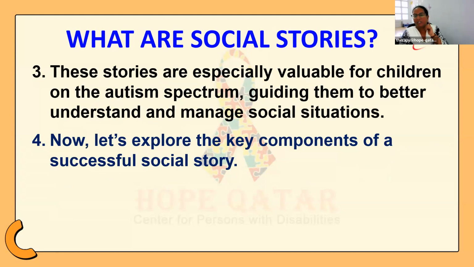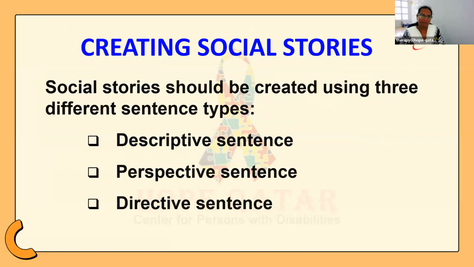So let's see how to write a social story. What are the key components of a successful social story? When you're writing a social story, what are the things you have to keep in mind and describe in the story? A social story should be created using three different sentence types. When you're writing a social story, your story should have a descriptive sentence, perspective sentence, and directive sentence. These three play a major role. We will understand what is descriptive, what is perspective, and what is directive.